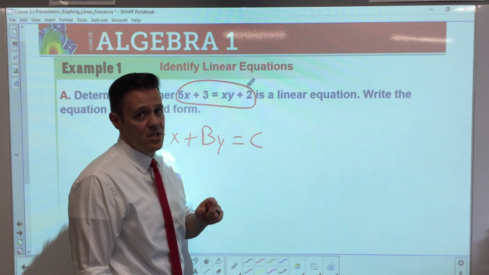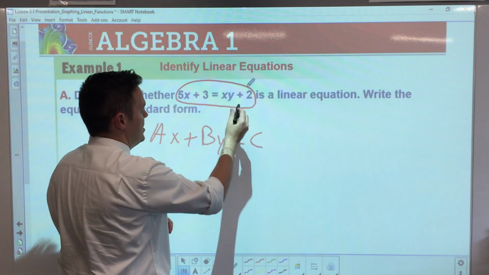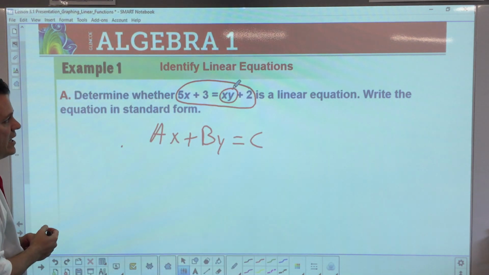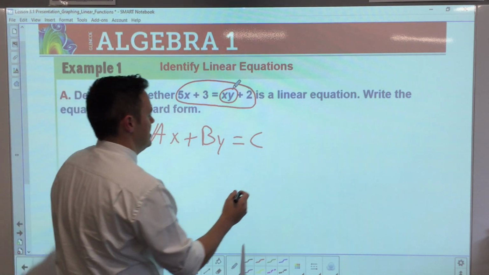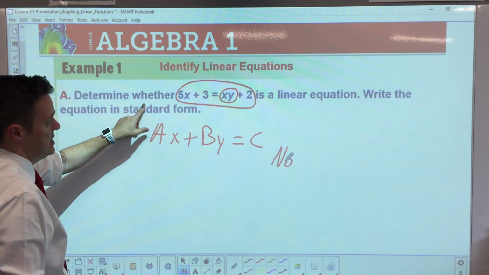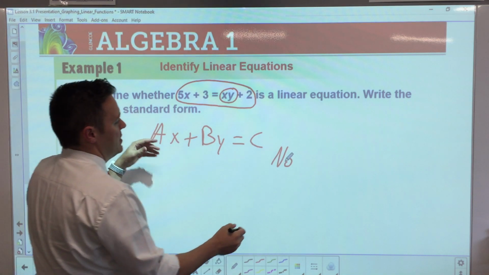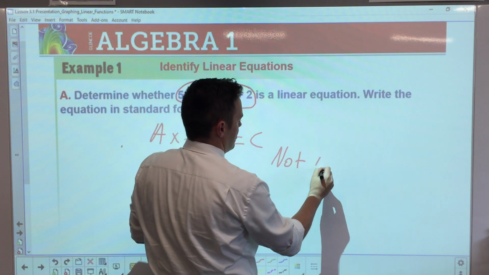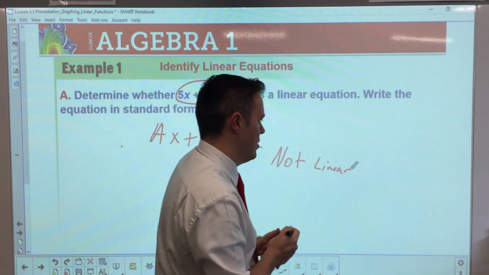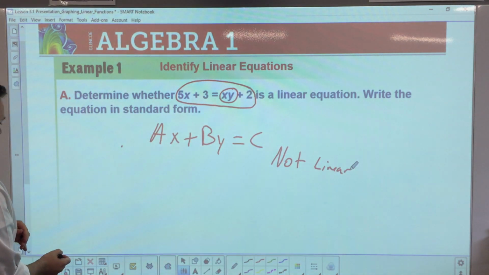The answer, ladies and gentlemen, is no, you cannot. Because of this variable right here, because you have that xy there, you cannot actually write this equation in standard form. So, write the equation in standard form. Is it linear? It is not linear. Just know that that's the answer you're looking for. Is it linear? No, it is not.